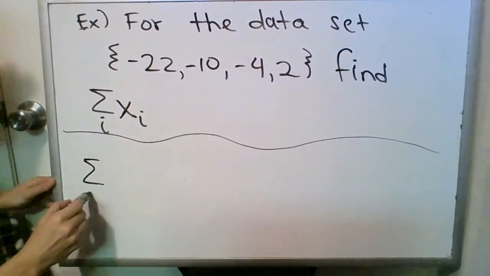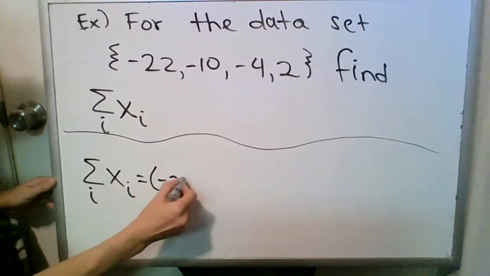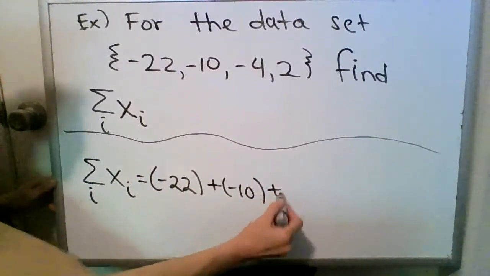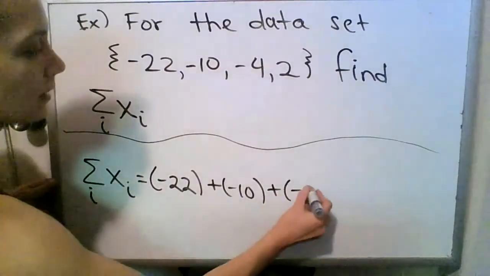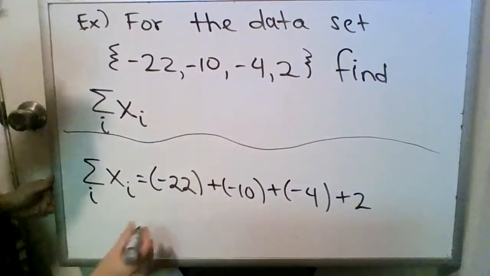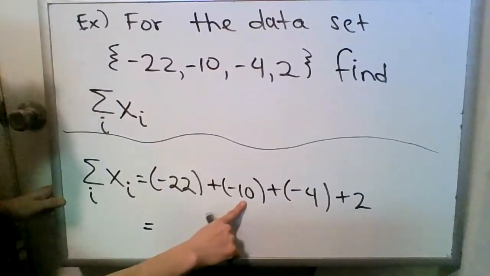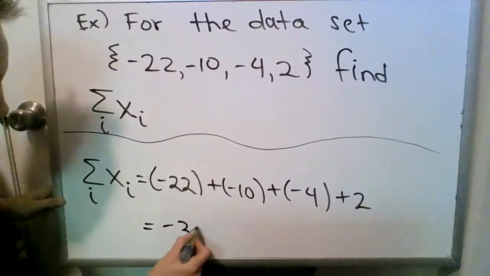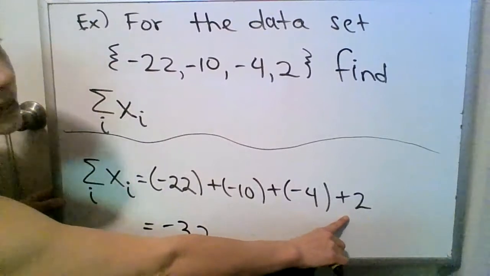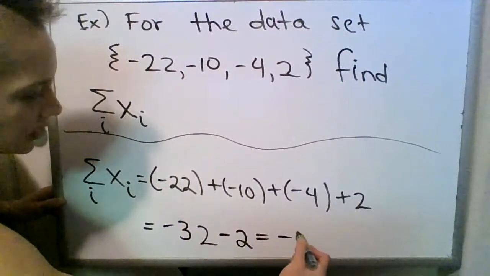Okay, sum your i for x of i by taking the first value, negative 22, add the next number, negative 10. Continue to add, negative 4, and then add 2. And simplify your answer. So this is a negative 22 with negative 10, right? Negative 32. Let's put this negative 4 with positive 2, which is negative 2. It's negative 34.